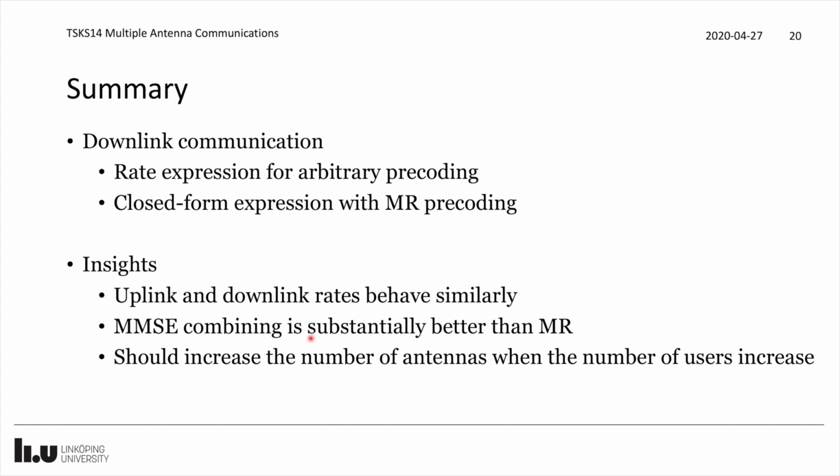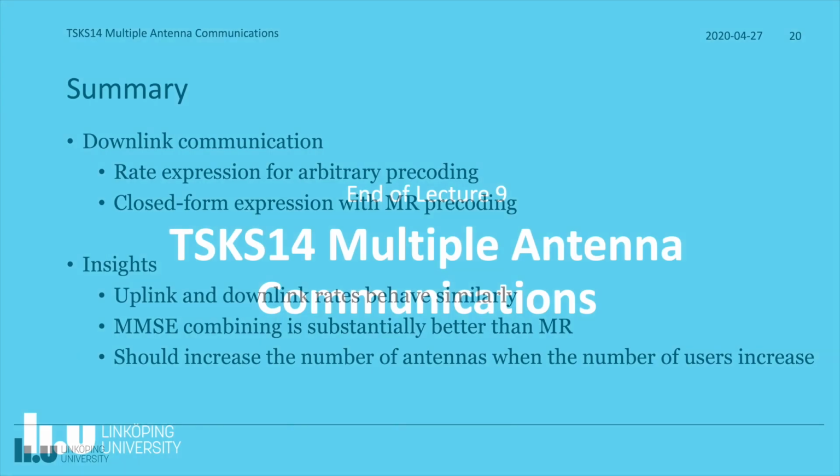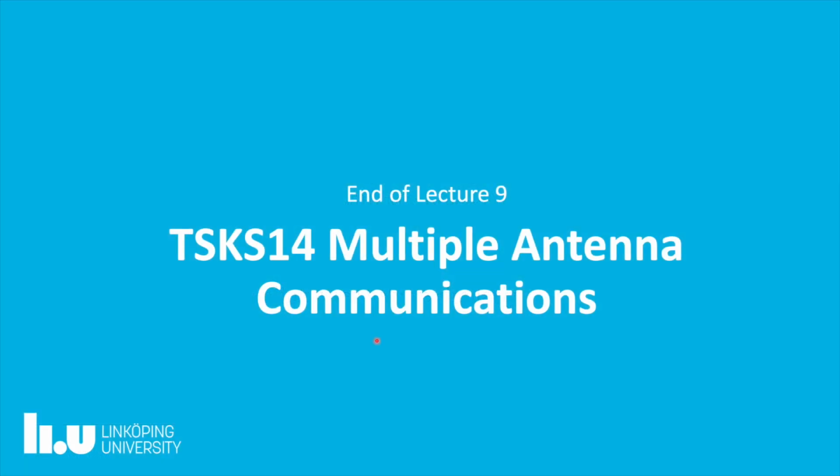And finally, we observe that when we are increasing the number of users in the system, so we get more interference, then we should increase the number of antennas as well to get the beamforming gain that counteracts that effect. Then we can both get the sum rate to be larger and keep the same performance or better performance per user than before we increased the number of users. So that's the end of lecture number 9 in multiple antenna communications.